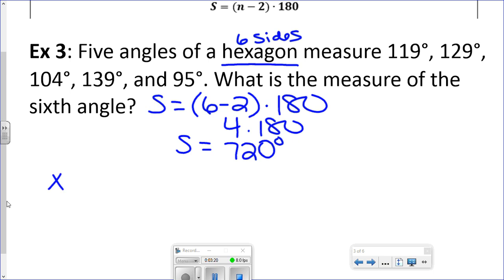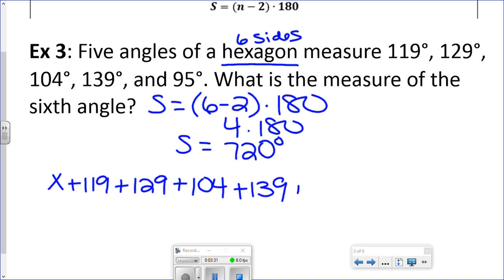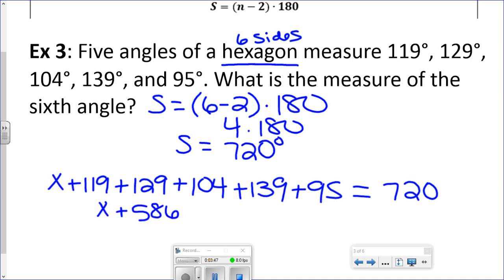So we're going to do x, because that's going to be my 6th angle, plus the ones given: plus the 119, plus the 129, 104, 139, and 95. And all 6 of those together have to add up to 720. Now this is just combine like terms and solve. So when we combine all these, we get x plus 586 is equal to 720. And then we're just taking away what they gave us and seeing what's left over.